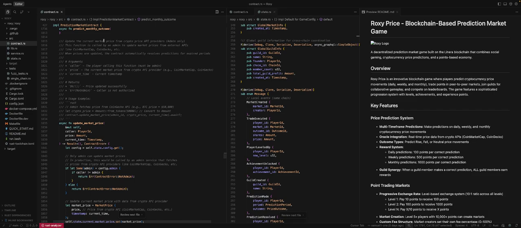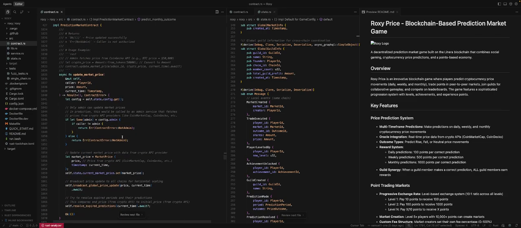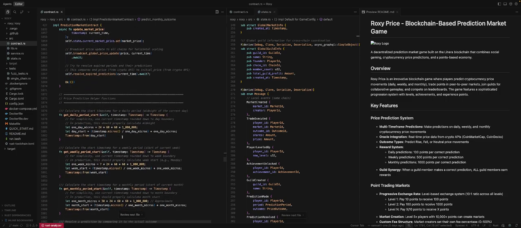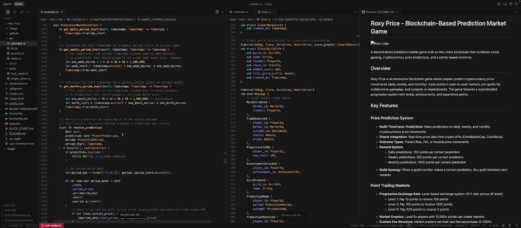This basically updates the current market price from crypto price API providers. This function is called by an admin to update the market price. We're going to have access to CoinMarketCap, getting their current price for a lot of crypto markets, and you predict if the market is going to go high or low. This is going to be called by an admin, but this admin is going to be an AI agent. It won't be manual, but it's going to be dynamic. So yeah, just want to let you guys know. And these are all helper functions that we use.